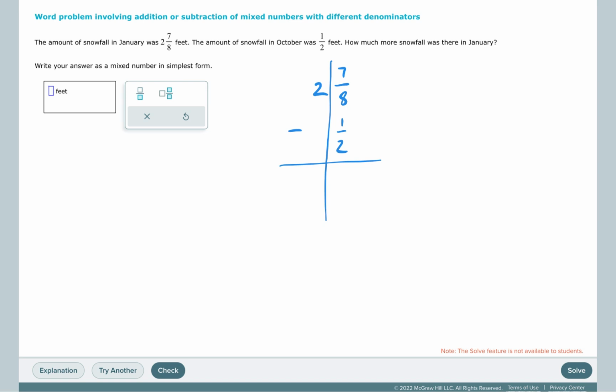So in this case, I'm trying to take away 1/2 because I'm trying to find out how far apart these numbers are. Common denominator for 2 and 8, I'm going to use 8, so I don't again have to change the first fraction. So this one's going to be times 4/4. 7/8 minus 4/8 is 3/8. 2 wholes minus nothing is 2 wholes. So my final answer is 2 3/8 feet of snow.